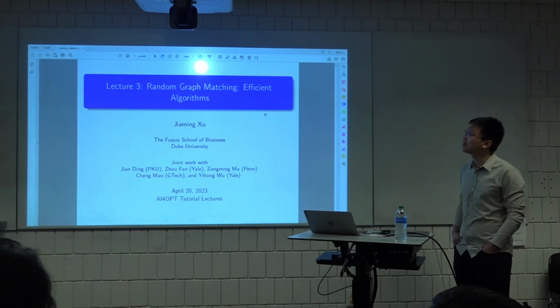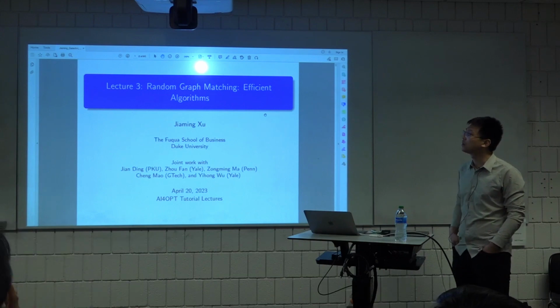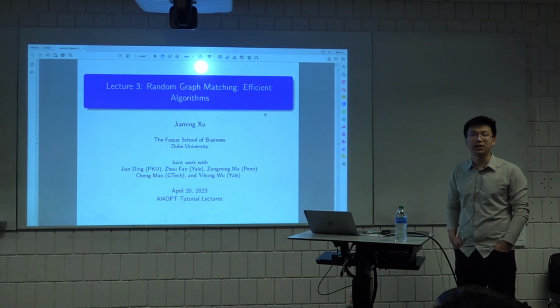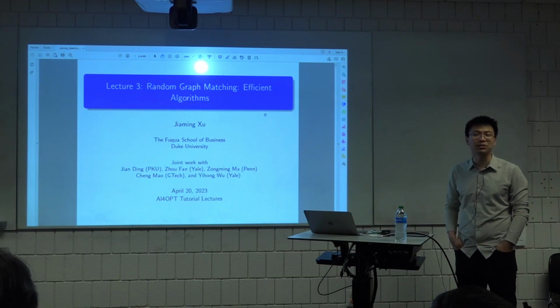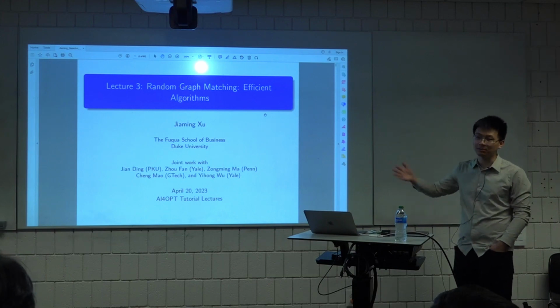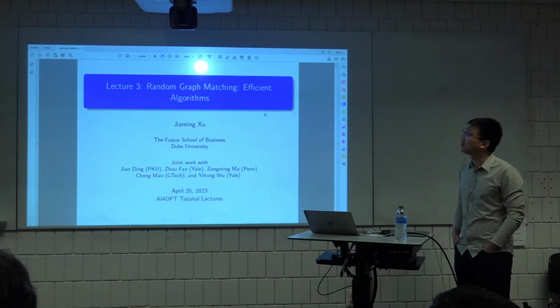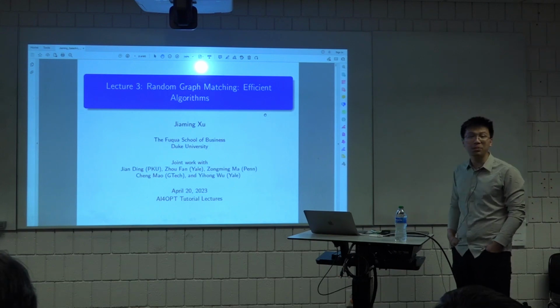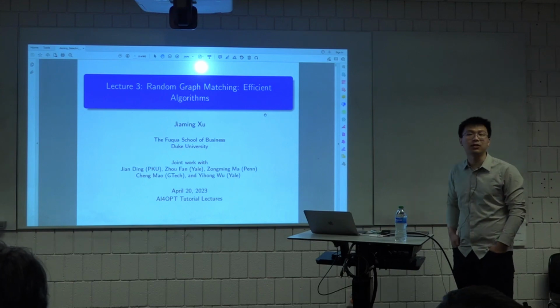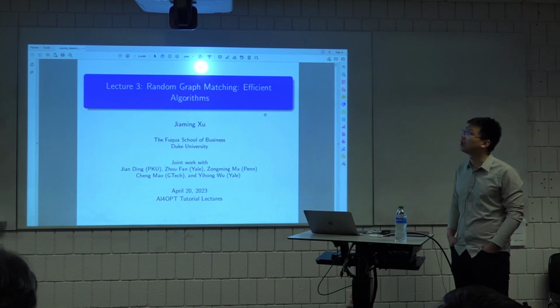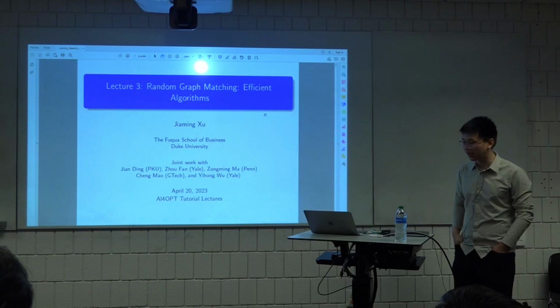I picked those two designs because they are kind of principled, and you do not really need ingenious ideas to some extent. There are already some existing roadmaps for you to do this. But you can also apply this method to other problems, not just random graph matching. Okay.